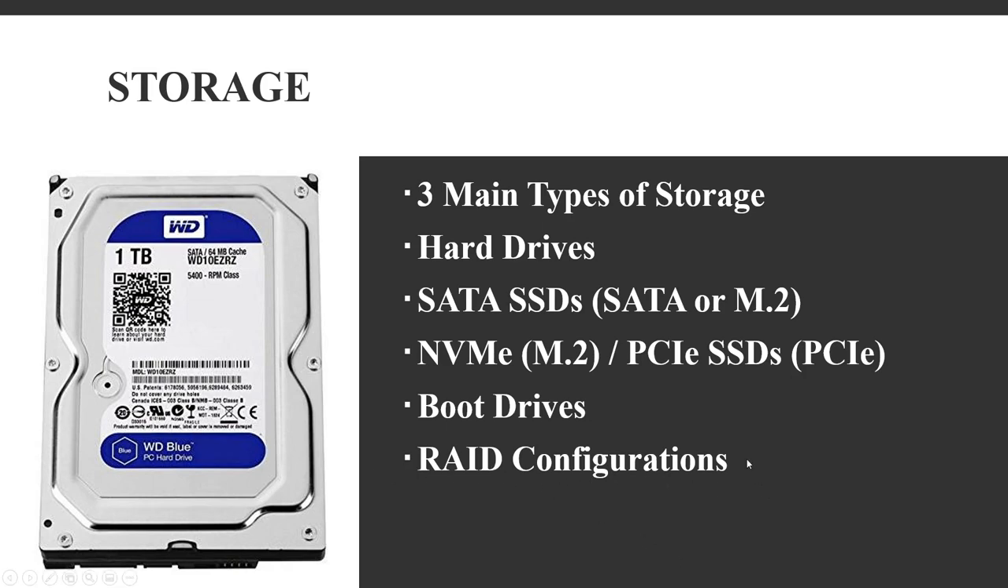Now, something I wanted to mention just real quick, but I'm not going to dive super deep into, is RAID configurations. RAID configurations is basically having your drives work together to get more performance or maybe more longevity. So for example, you might have two drives basically saving the same data so that if one drive fails, you still have a copy of the data and you're not kind of screwed over.